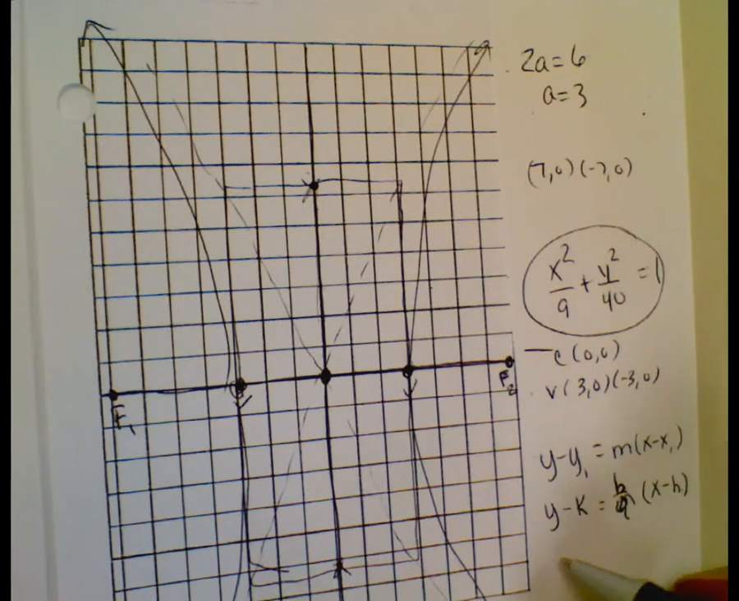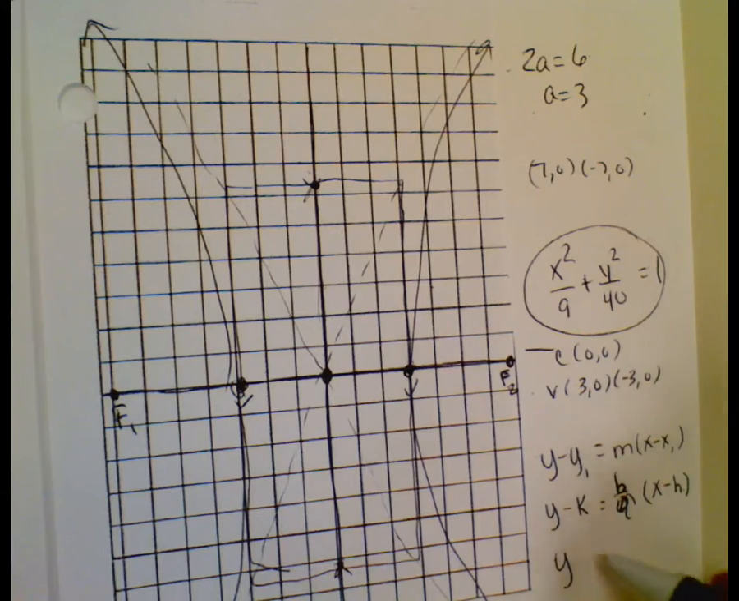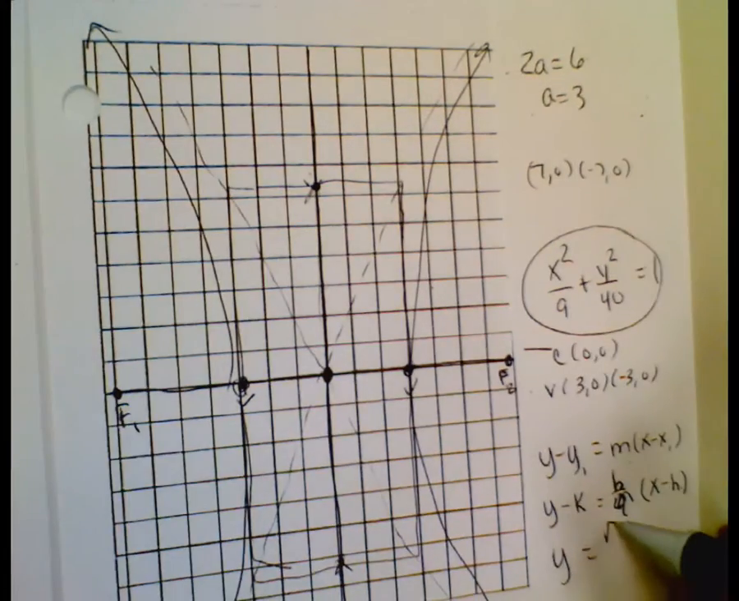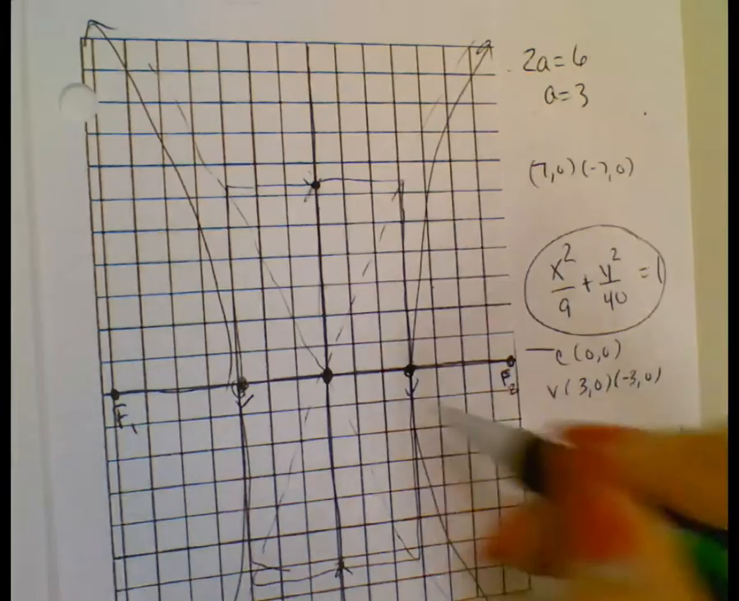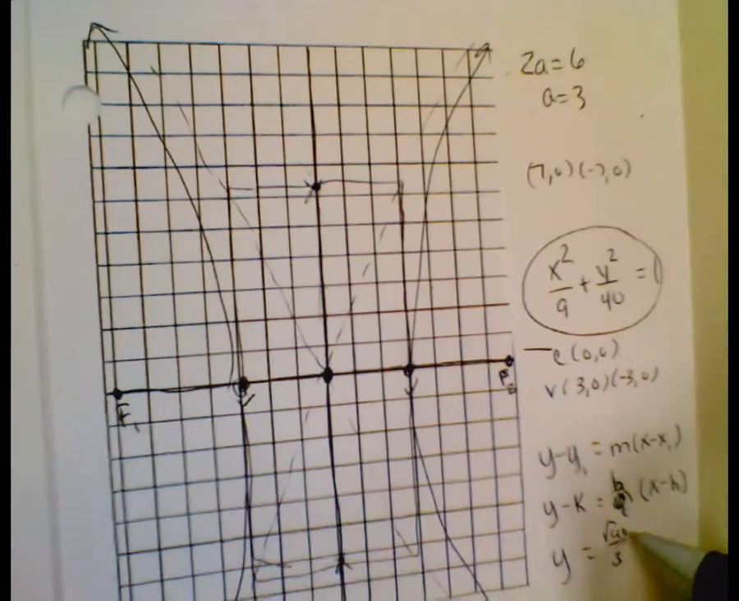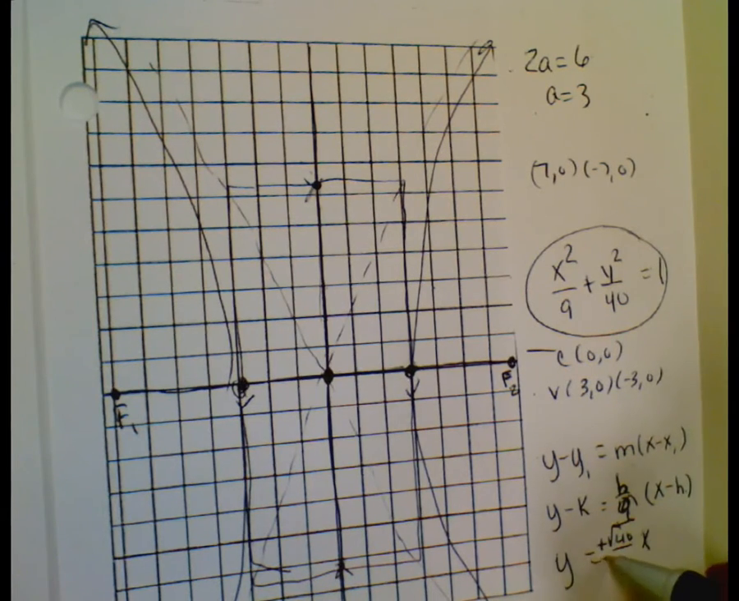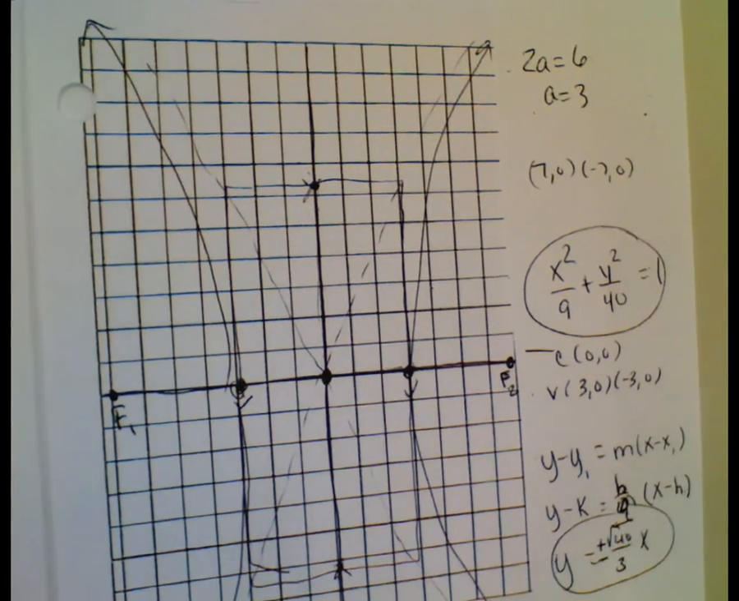So it's b over a. The center is 0, 0, so y minus k is just y minus 0. The b is radical 40 over a, which is 3, times x. We're going to put a plus or minus in front of this, and that's the equations of your asymptotes.